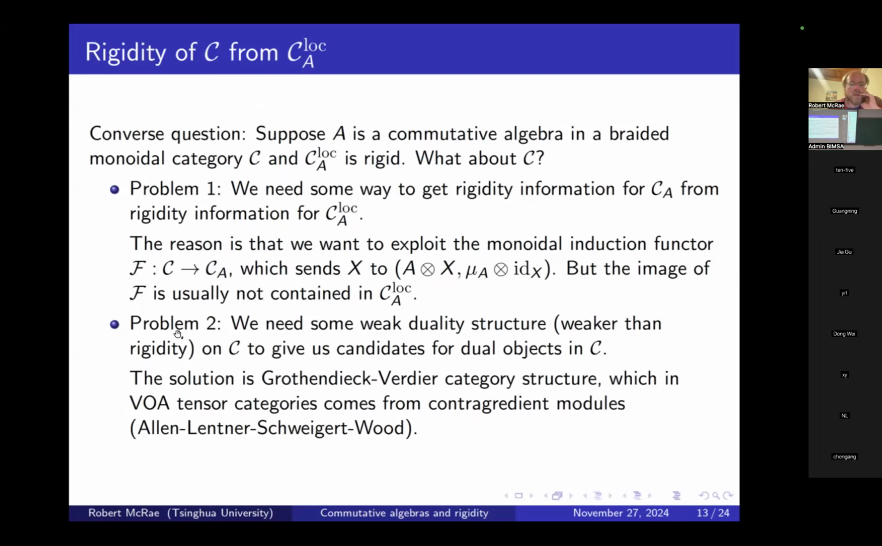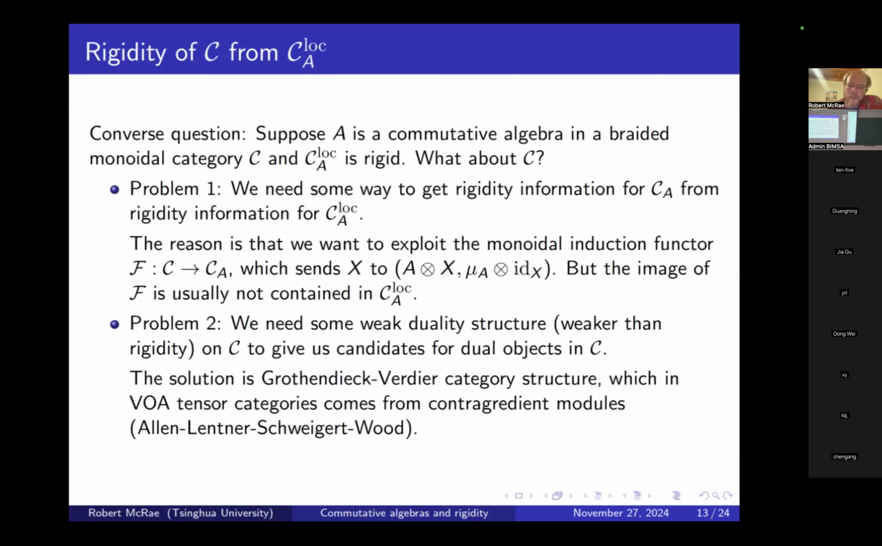So that's the first problem. And the second problem, which maybe I will talk about first on the next slide, is that we need some kind of weaker duality structure to get us started with rigidity in C. So we need some kind of weak duality structure that at least gives us candidates for dual objects in C. And the solution to the second problem is what has recently been called Grothendieck-Verdier category structure.